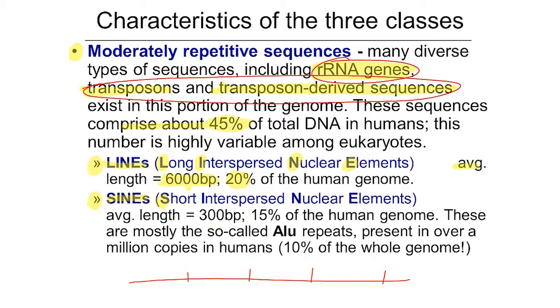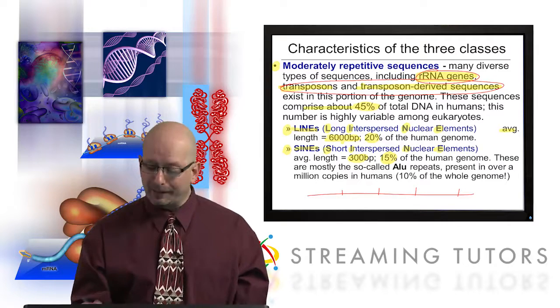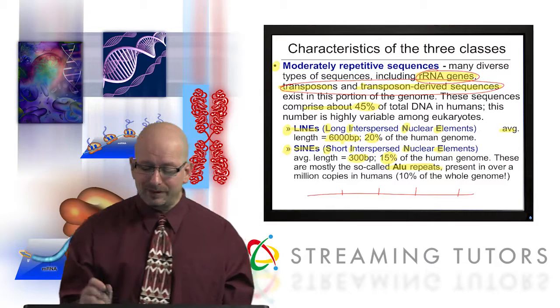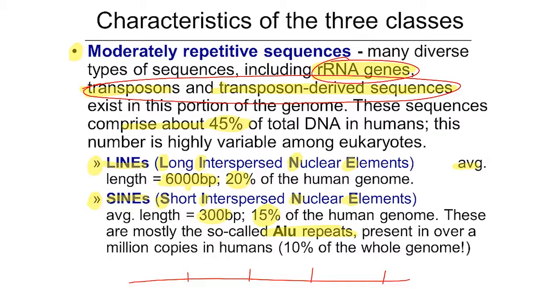SINEs, as you might guess, are short interspersed nuclear elements. The difference is simply that they're shorter, with an average length of about 300 base pairs. They say about 15% of the human genome is comprised of this. A very famous type of SINE that you probably do have to know about is called an ALU repeat. These can be present in over 1 million copies in human genomes. It's striking, and it's still not fully understood why they exist. So this is about 10% of the whole genome just from the ALU repeats.